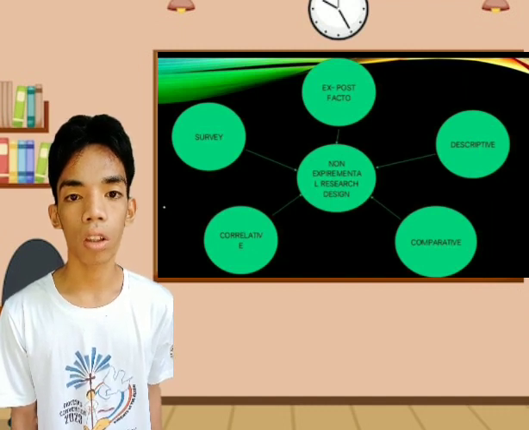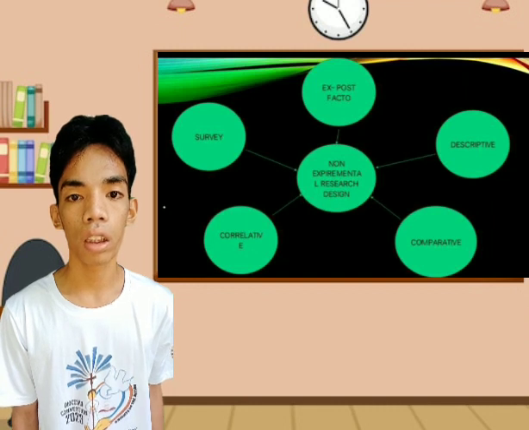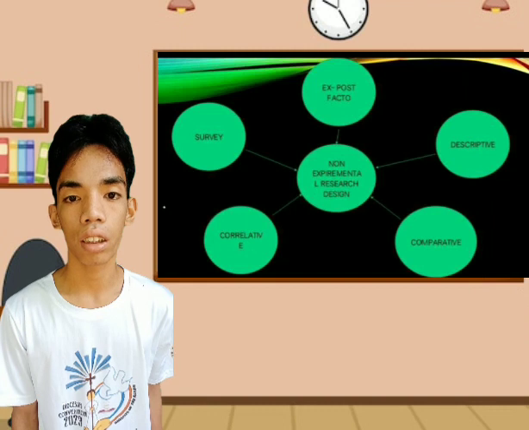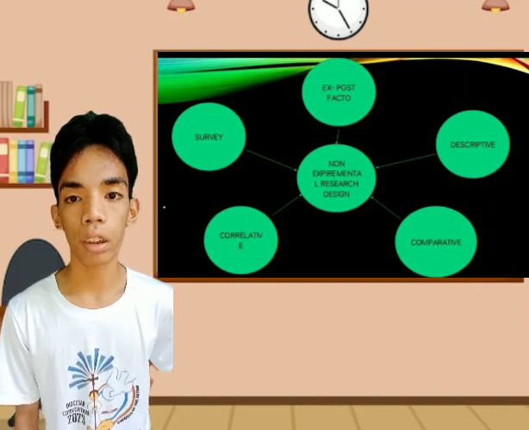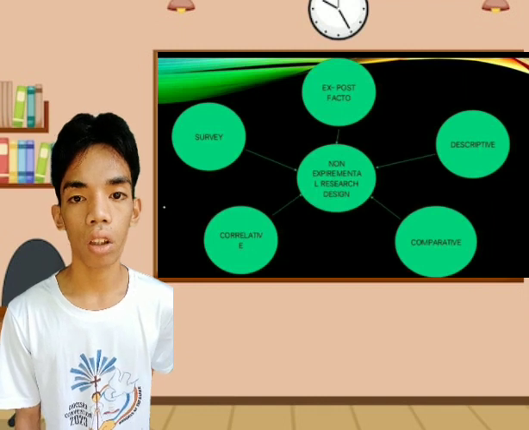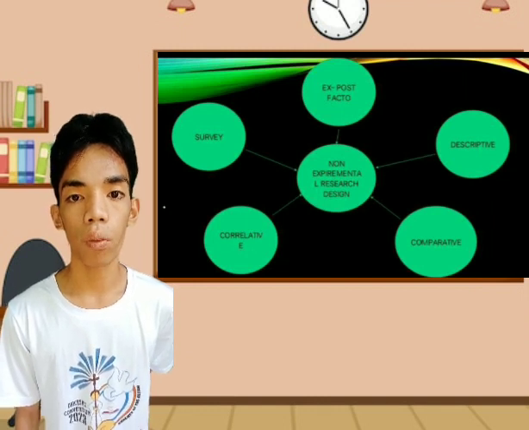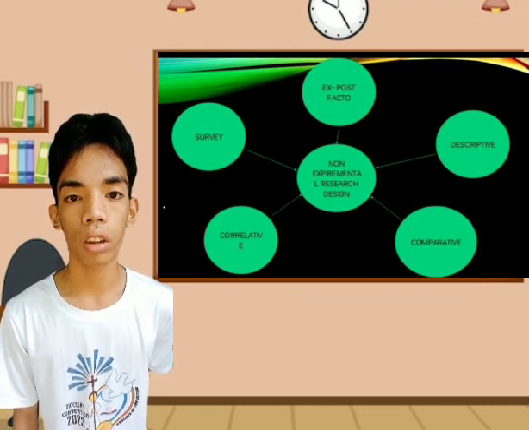The following are the types of non-experimental research design. First, descriptive. Descriptive depicts an image or a picture of an individual or a group. Second, comparative. States the differences or similarities between or among people.